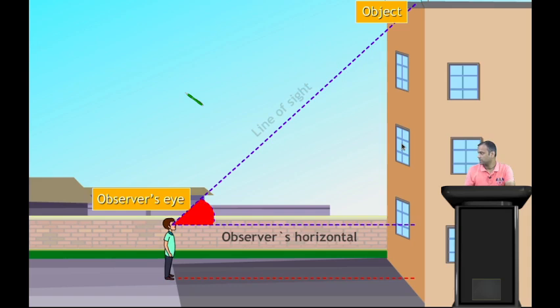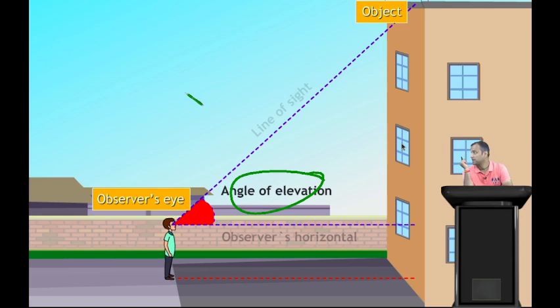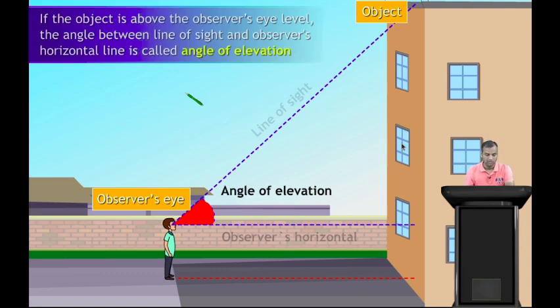Again, an imaginary line which is parallel to the ground, and this is called angle of elevation. Now look at this angle of elevation. If we look at any object which is higher than us, the angle made by the top and the eyes is called angle of elevation. If the object is above the observer's eye level, the angle between the line of sight and the observer's horizontal line is called angle of elevation.